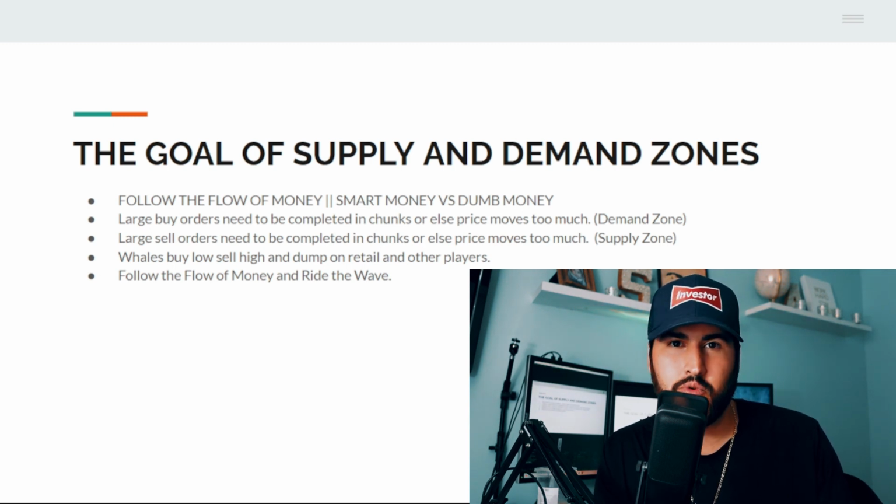The reason why this works and why these zones are created is because, let's say in a demand zone where a large institution wants to buy a certain security, they cannot complete that purchase order in one big chunk. It would increase the price of that security so quickly that it would look manipulated, and then also that big buyer won't be able to get the order filled at the price they want. So they have to do it in chunks. So that's going to create your demand zone. The same thing can be said in your supply zone.